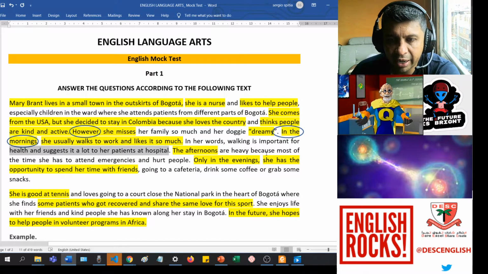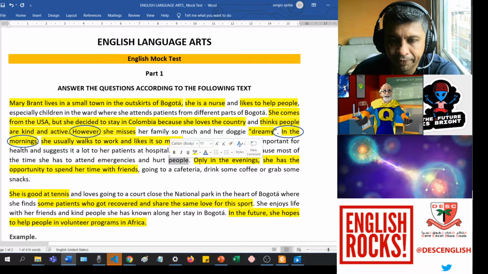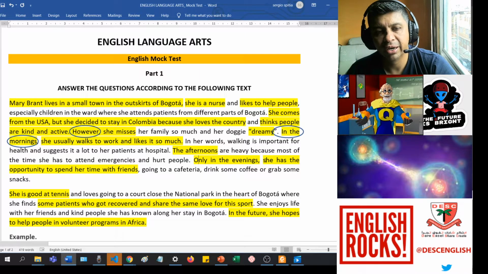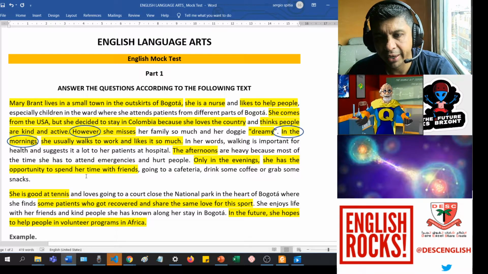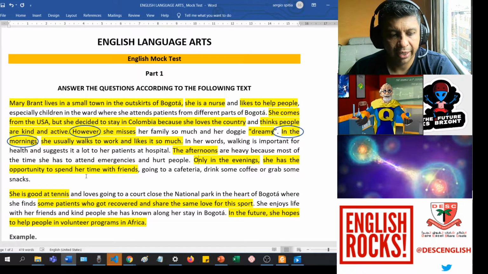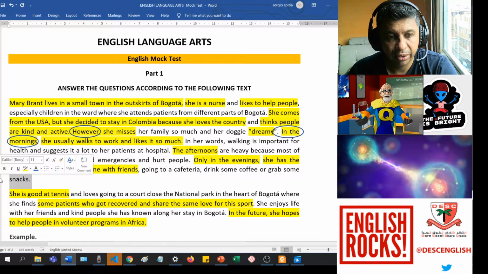The afternoons are heavy because most of the time she has to attend emergencies and hurt people. Las tardes son pesadas porque la mayoría del tiempo ella tiene que atender emergencias y personas heridas. Only in the evening she has the opportunity to spend her time with friends, going to a cafeteria, drink some coffee or grab some snacks. Solamente en las tardes ella tiene la oportunidad de pasar su tiempo con amigos, ir a la cafetería, tomar algo de café y comer muy rápidamente algunos snacks o refrigerio, podríamos decirlo.